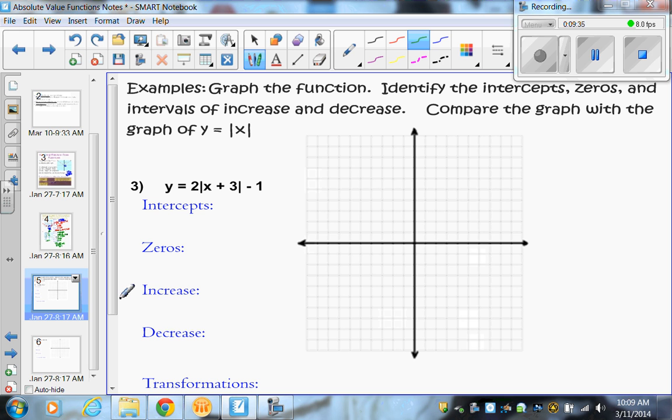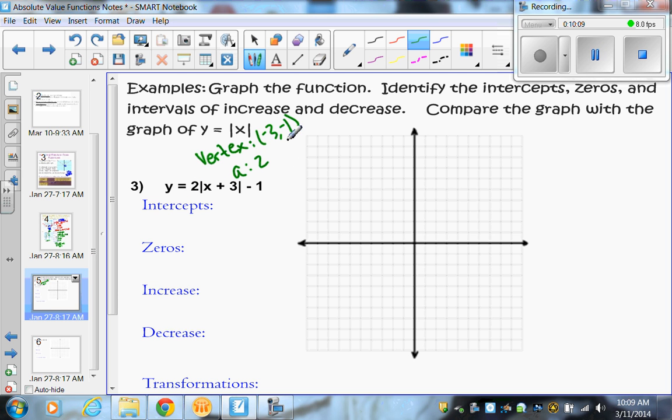Next set of examples says to graph the function, identify the intercepts, zeros, and intervals of increase and decrease, and then compare the graph with the graph of the parent function, which is y equals absolute value of x. So now I'm given the equation. In order to graph it, you need to know your vertex, which in this case is h, k, so the opposite of +3 would be -3, and the k would be -1. And you need to know your slope. So my a value in this case is 2.